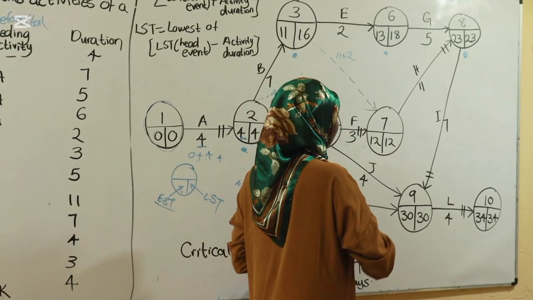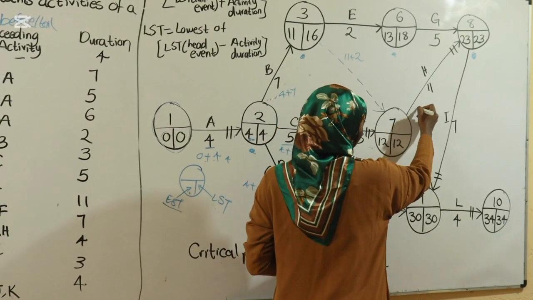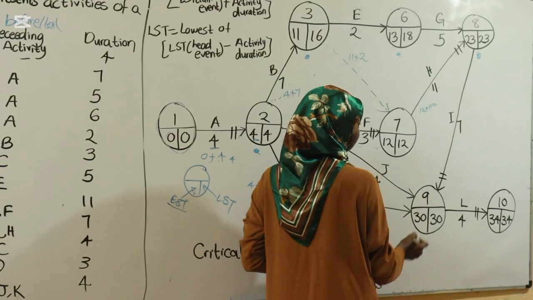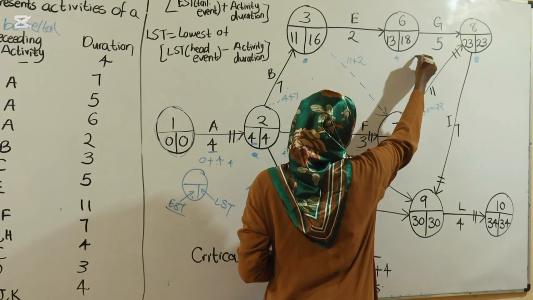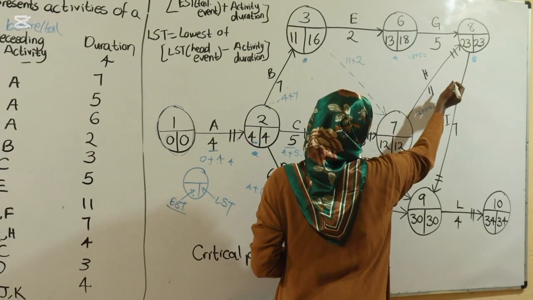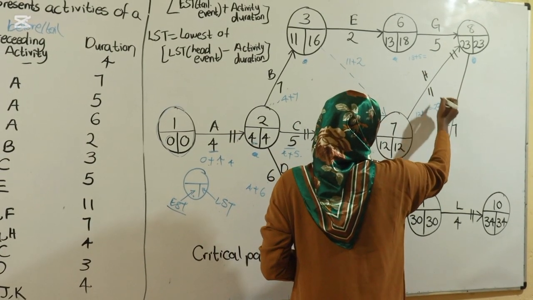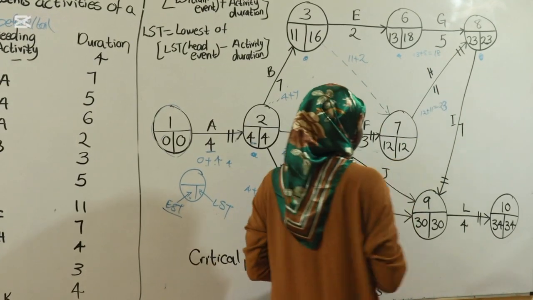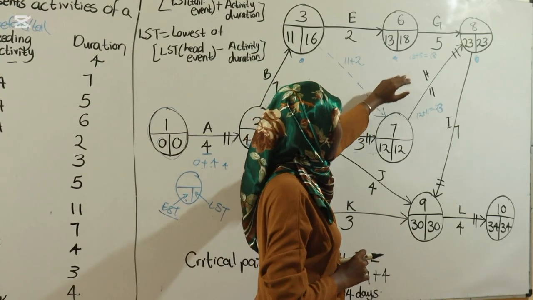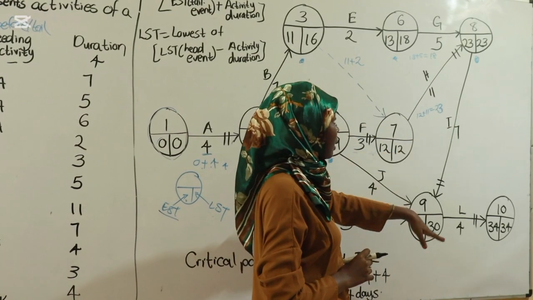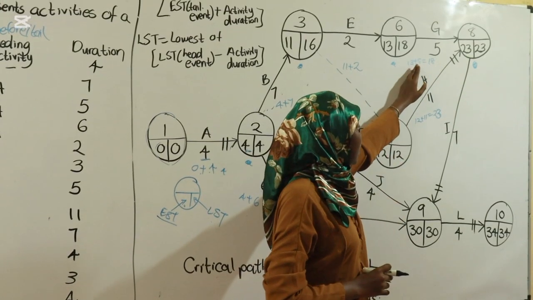So what do you do? You calculate for each side. When the tail event is this, it's 12 plus 11, which is 23. And when the tail event is this, it's 13 plus 5, which is 18. The formula for EST tells you to take the greater. So when you compare 18 and 23, which is greater? 23. That is why here we have 23 and not 18.